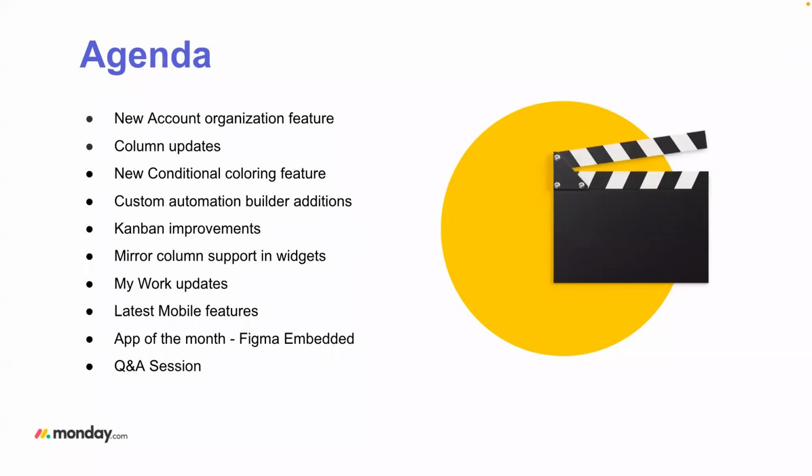So let's go ahead and take a look at today's agenda. We're going to go over the new account organization feature, column updates, the new conditional coloring feature, custom automation builder additions, Kanban improvements, mirror columns supporting widgets, My Work updates, latest mobile features, app of the month, and Q&A. So quite a lot to cover. With that, let's go ahead and jump over to my monday.com account.